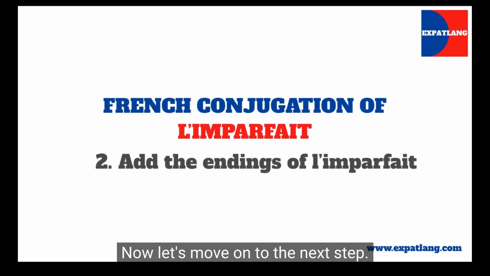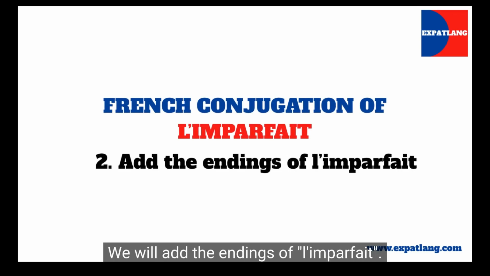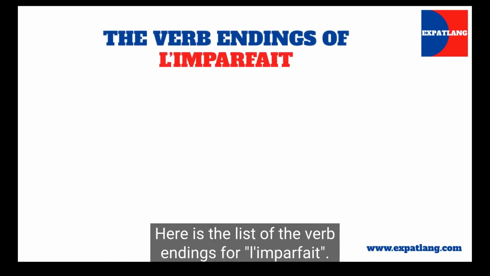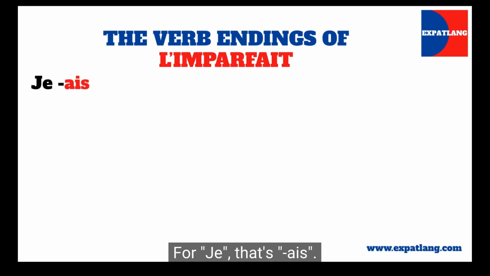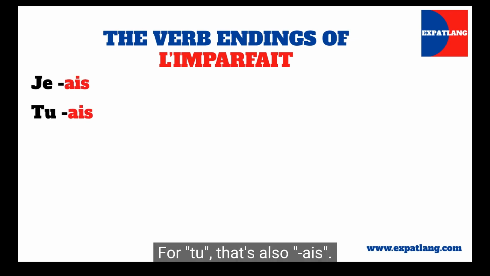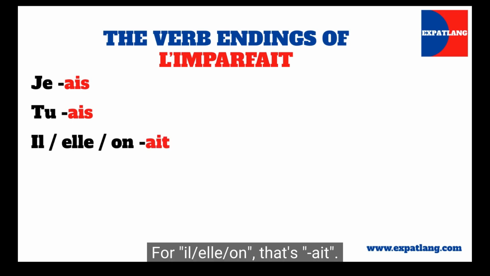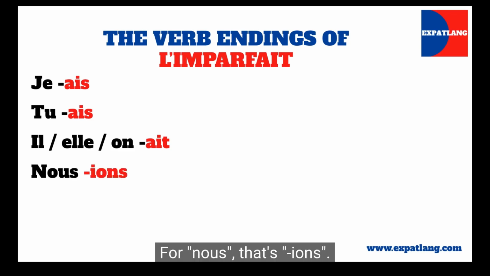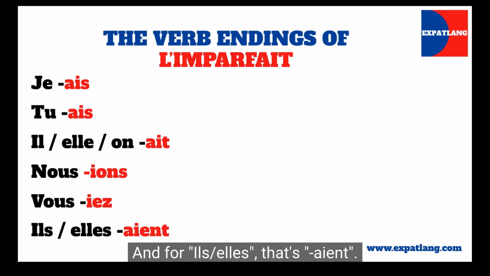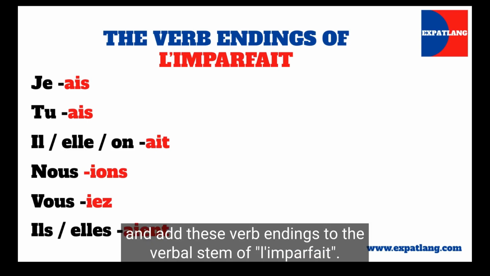Now, let's move on to the next step. We will add the endings of l'imparfait. Here is the list of the verb endings for l'imparfait. For je, that's AIS. For tu, that's also AIS. For il, elle, and on, that's AIT. For nous, that's IONS. For vous, that's IEZ. And for ils or elles, that's AIENT.